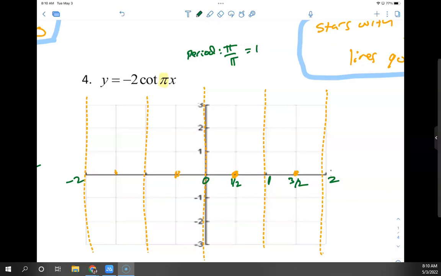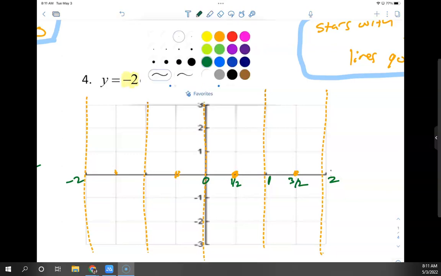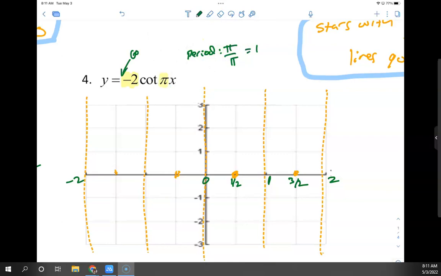Okay, so then the last part, we know that cotangent normally goes down. It's supposed to go down, but this is a negative, so that flips it around. So instead of going down, this goes up. So we remember what it normally does, and then if I have a negative, we have to change that, right? So the lines are going to go up, even though it's cotangent.